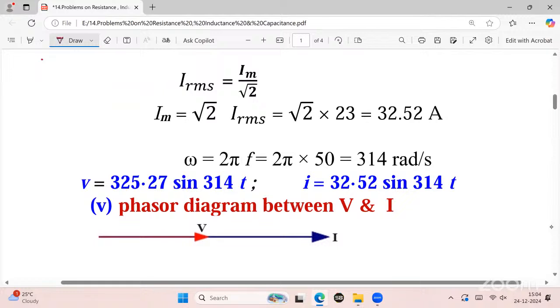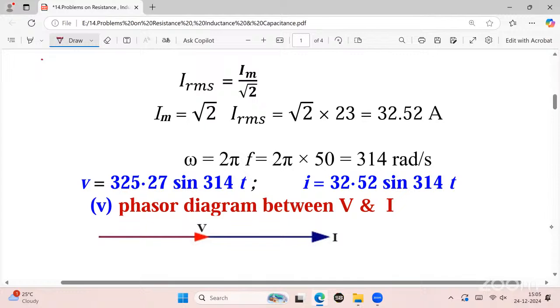Substitute in the equations. These are the equations: 325.27, omega 314, current is equal to 30. This is Vm, this is Im, this is omega. Find out the values of Vm, Im, omega.